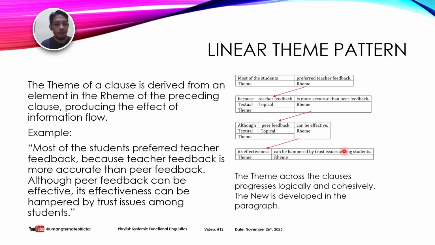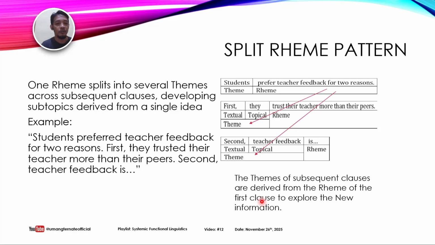And here, the new information is developed throughout the paragraph. Okay, so the writer does not repeat the theme, but develops the new information. And in the first clause, this is the given information, and then this is the new information. And once this information is known by the reader, its status turns into the given, or something that has been known, and it goes on from clause to clause. Okay, and then the last one is the split rheme pattern.